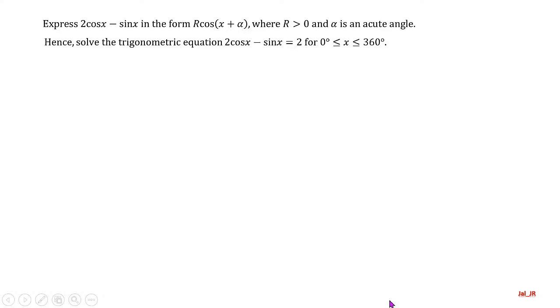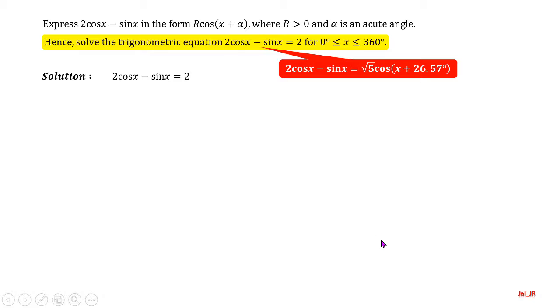Now we are going to solve the second part of the equation. Just now, we have expressed two trigonometric terms into a single trigonometric term. So, we are going to use the results to solve the given equation. Now, we have a basic trigonometric equation to be solved.